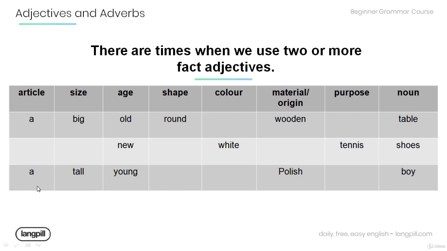And in this sentence, a tall young Polish boy. The adjective tall describes the size of the boy. Young, the age of the boy. Polish, the origin of the boy.